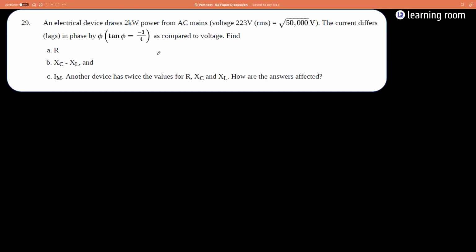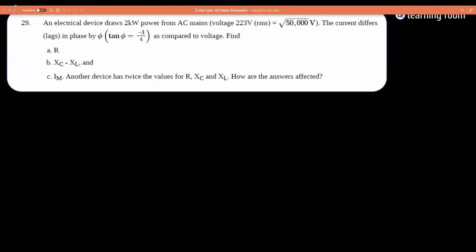An electrical device draws 2 kilowatt power from an AC source. Voltage is 223 RMS, which is equal to square root of 50,000 volt. The current lags in phase, with tan phi equal to minus 3/4, compared to the voltage. Find R. So how do we solve this, guys?